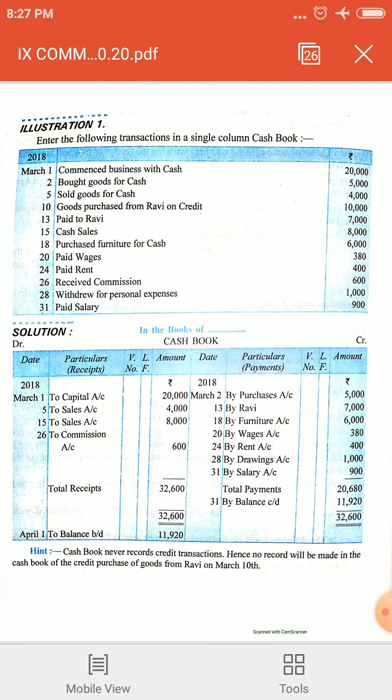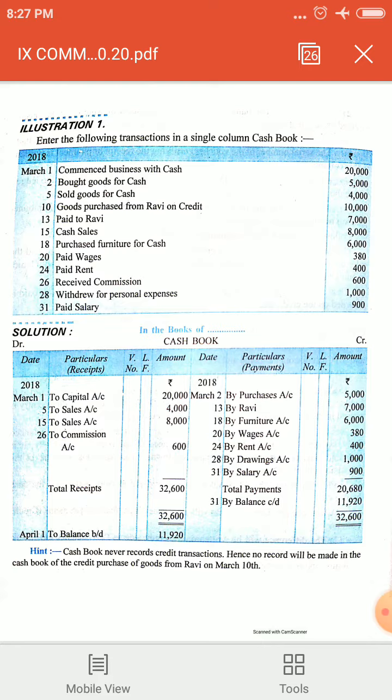Again, sold goods for cash, that means to sales. And goods purchased from Ravi on credit will not go into the cash book. Paid to Ravi, by Ravi, cash sales, to sales. Purchase furniture for cash, that means buy furniture. The entry will be furniture account debit to cash. So by furniture we will enter in the cash book.